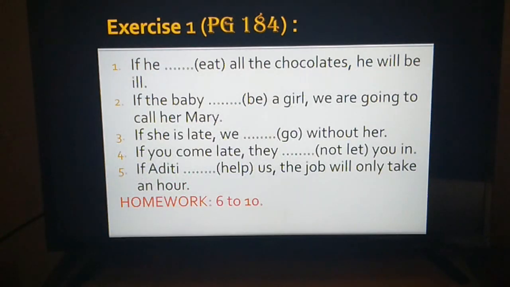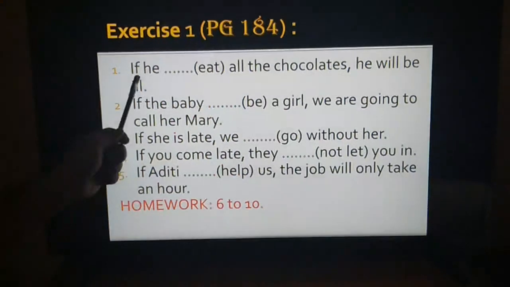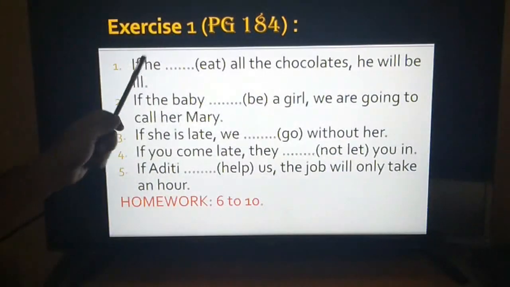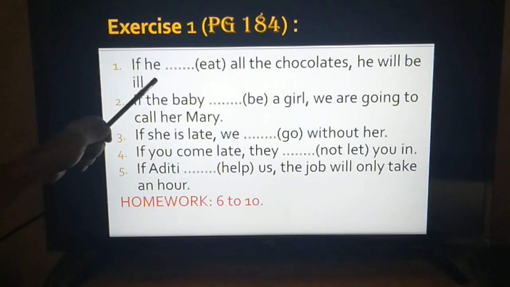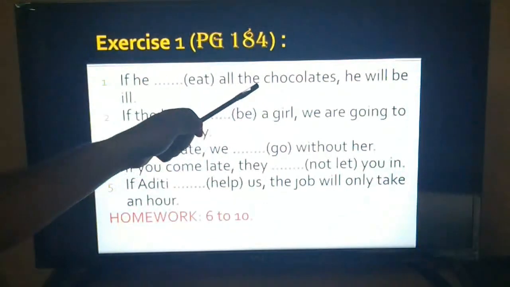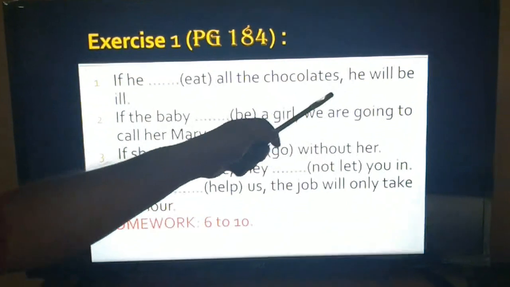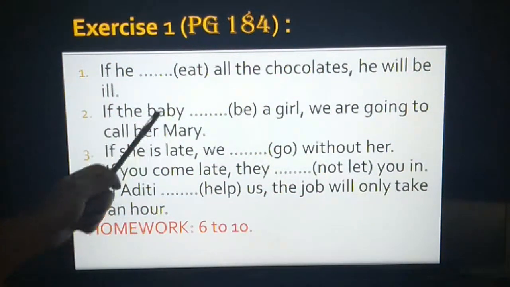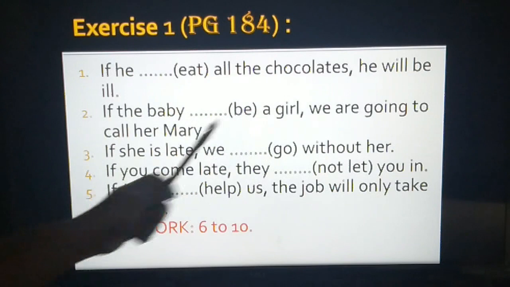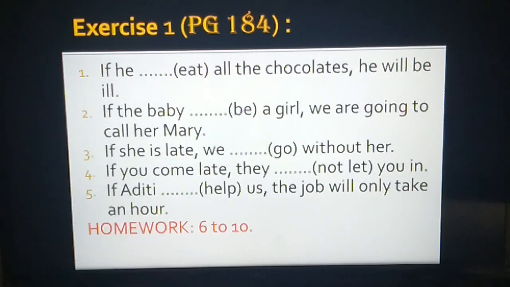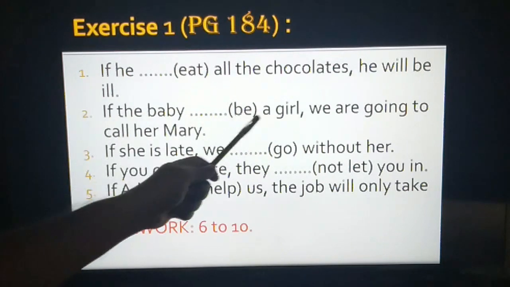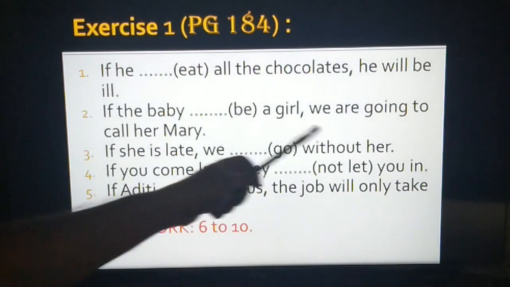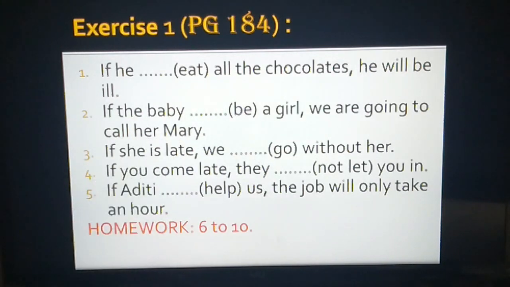It is an open conditional sentence. We are not talking about subordinate or main clause here. We are talking about the conditional clause. So, if he eats all the chocolates, he will be ill. Will is used. Then, if the baby dash a girl, we are going to call her Mary. So we start with the if clause. If the baby is a girl, we are going to call her Mary.